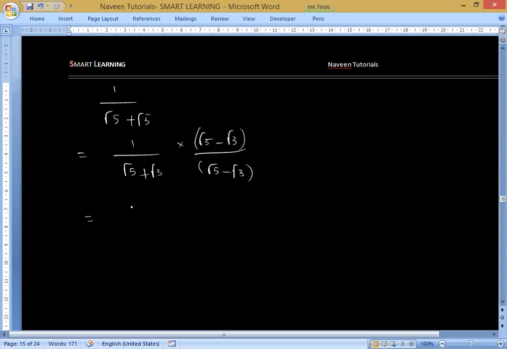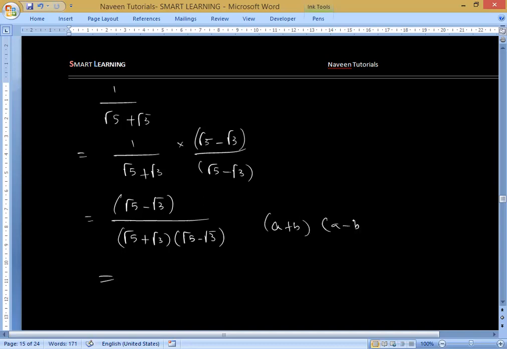Then 1 into this value, again you will get the same value: root 5 minus root 3 by a plus b into a minus b, that is root 5 plus root 3 into root 5 minus root 3. This is in the form of a plus b into a minus b, that is a square minus b square. So root 5 square minus root 3 square.